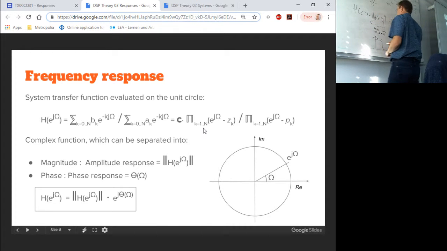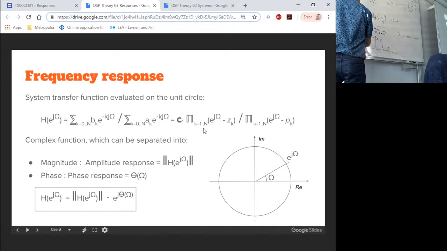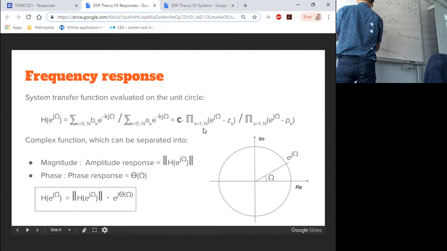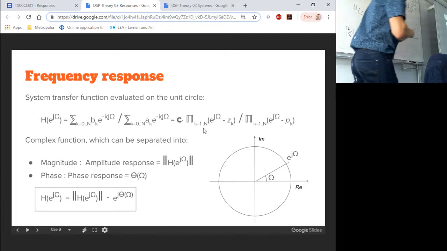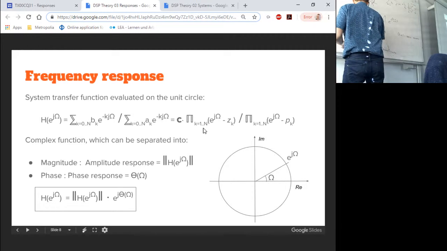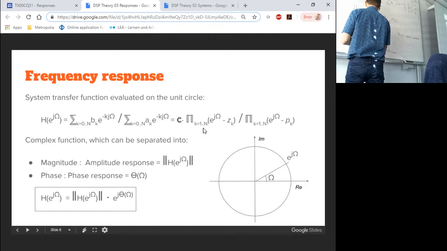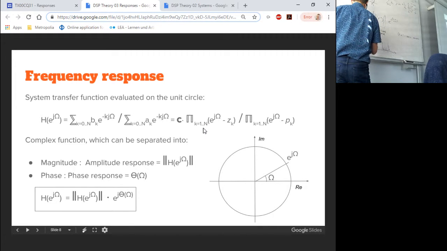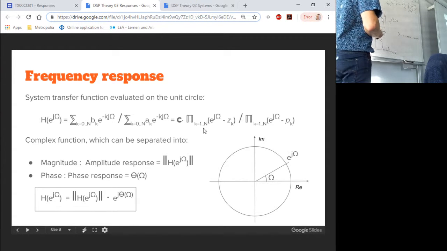Let's take that part a little bit further, since that actually means that we have the absolute value of B0 over A0, and then the product for k from 1 to N of e to j omega minus zk, divided by the product for k from 1 to N of e to j omega minus pk.